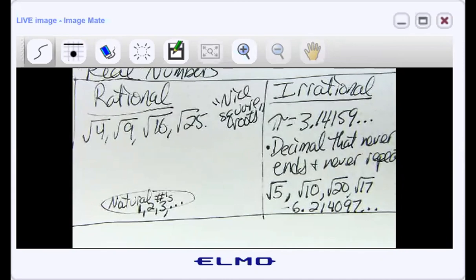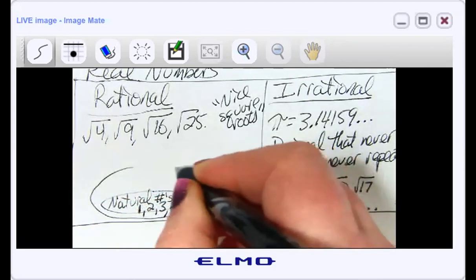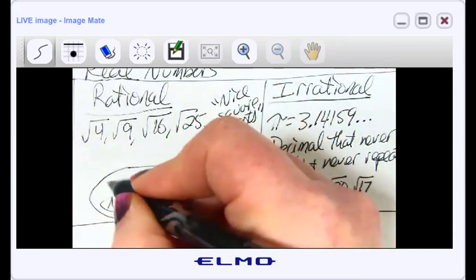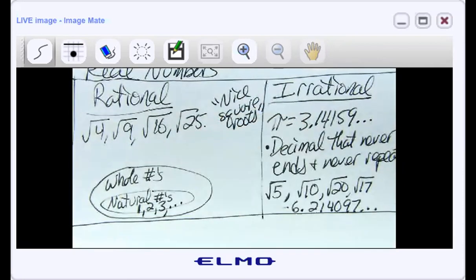The whole numbers are the next level up that include everything in the natural numbers plus one more thing. Does anybody know what the one more thing is that the whole numbers have that the natural numbers don't? Just unmute yourself and tell me or shout it out in the class. What do the whole numbers have? Anybody know? There's one difference between naturals and wholes. No? Wow, you guys are not chatty today.